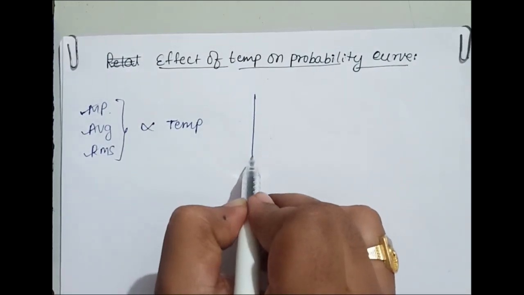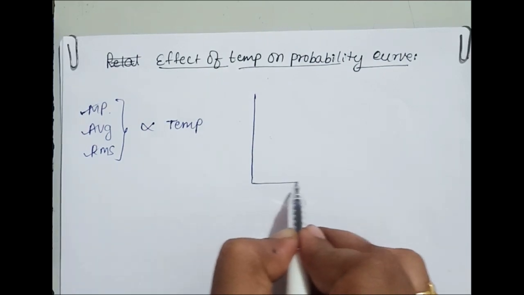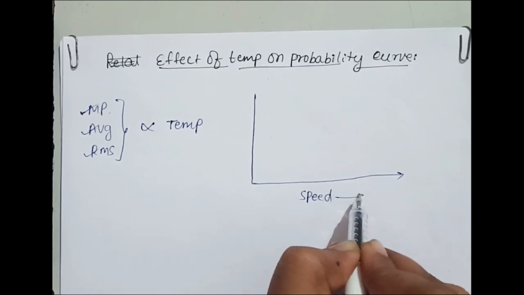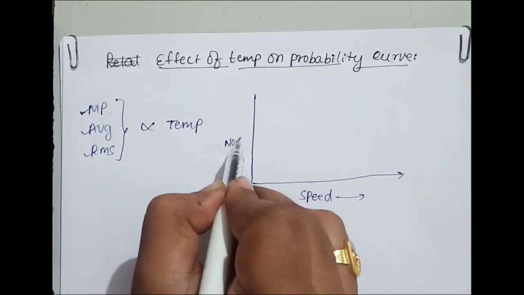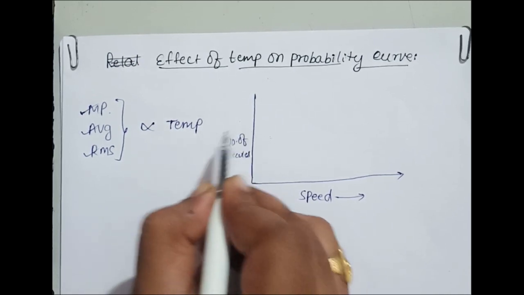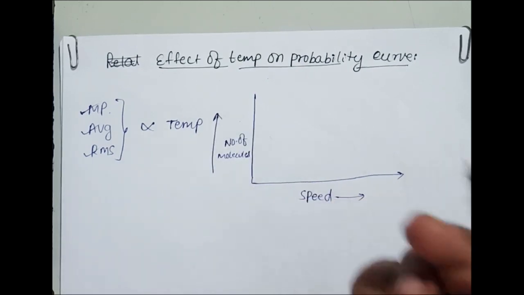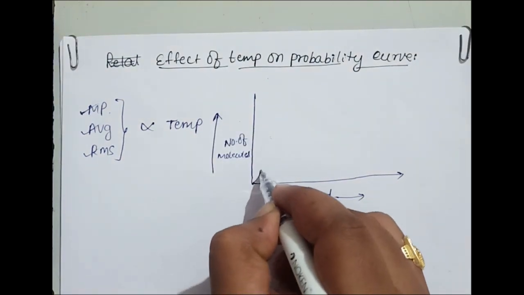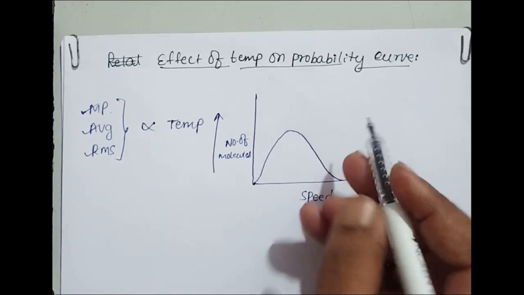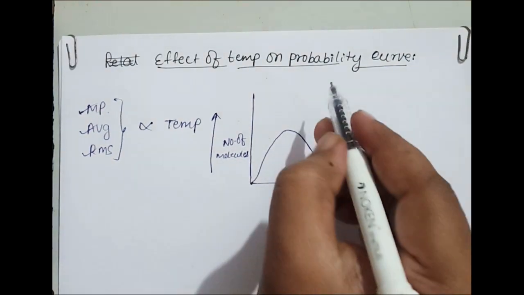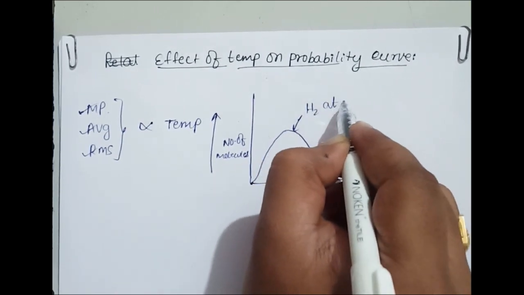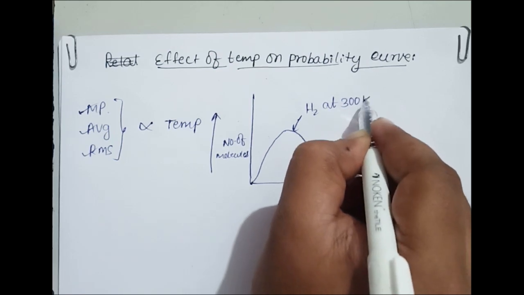So we have drawn the graph. Let us recall the graph. This is the speed on the x-axis and the number of molecules or fraction of molecules on the y-axis. We have drawn the graph like this. Remember, the graph is not symmetrical. It is not 50% distributable. This is the graph of, let us say, hydrogen gas at 300 Kelvin temperature.